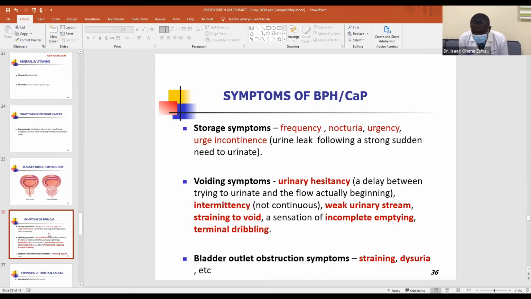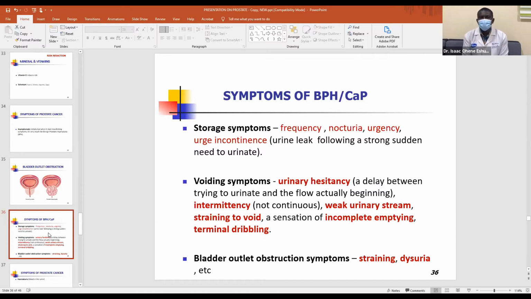Yeah, so straining to void, we've talked about. Then a sensation of incomplete emptying. Now with that one, you have actually finished voiding, but you still feel there is something within. And your attempt to empty is almost unsuccessful. There is always a residual volume of urine in the bladder that fails to come out. And you actually sense something is there, but simply not coming out.